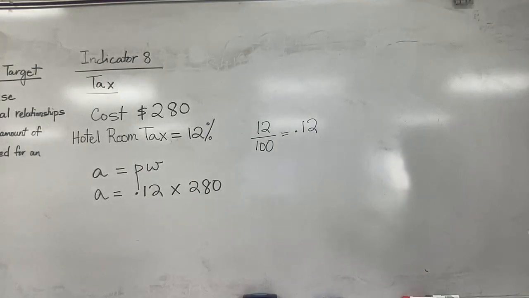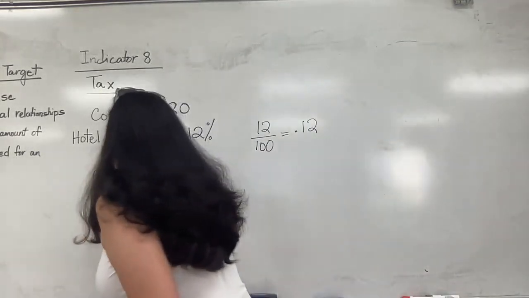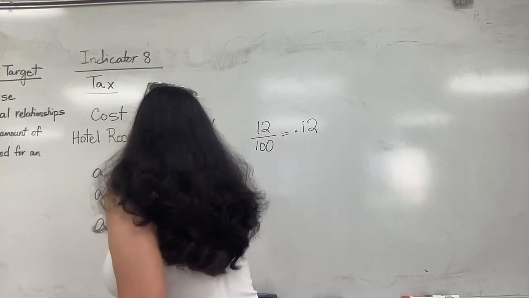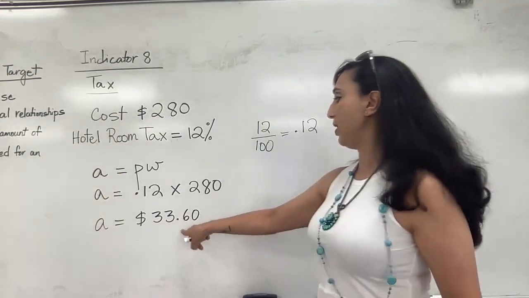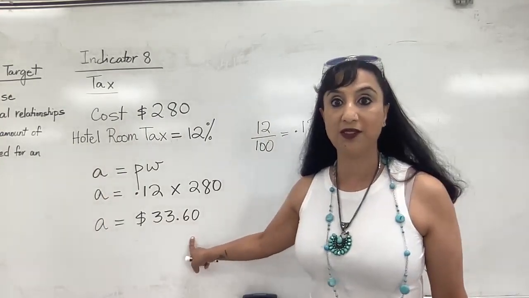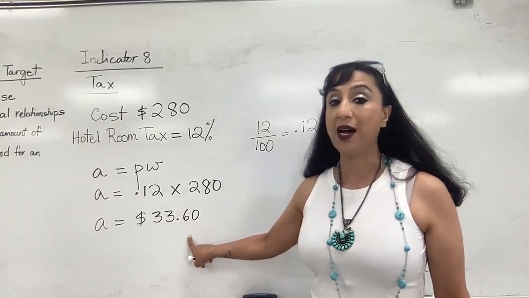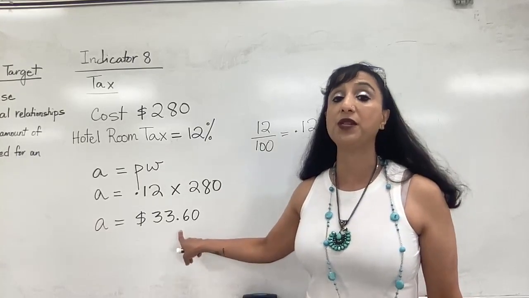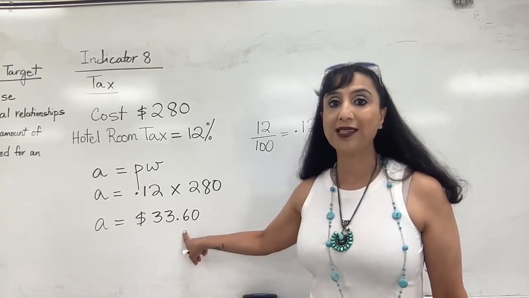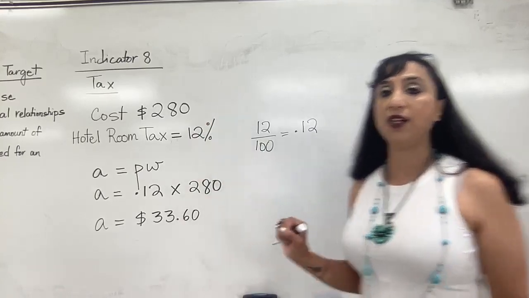And when I multiply 12 hundredths times 280, I am going to end up with $33.60. Now, please don't think that this is the amount you're paying for the hotel. Absolutely not. This is the amount that you are going to add. This is just the hotel room tax.